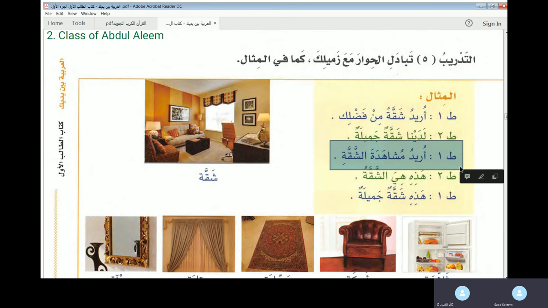I want to see the apartment. Okay, correct. Next. This is the apartment. This is a beautiful apartment.